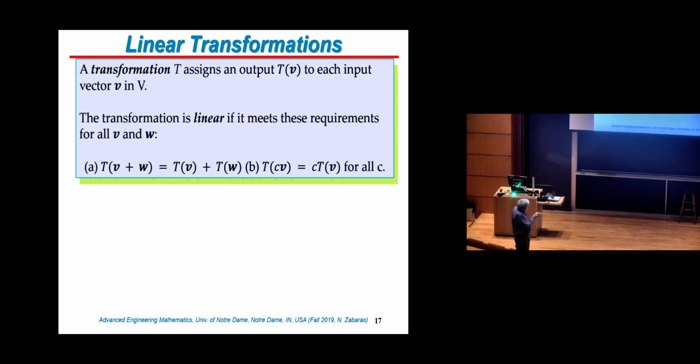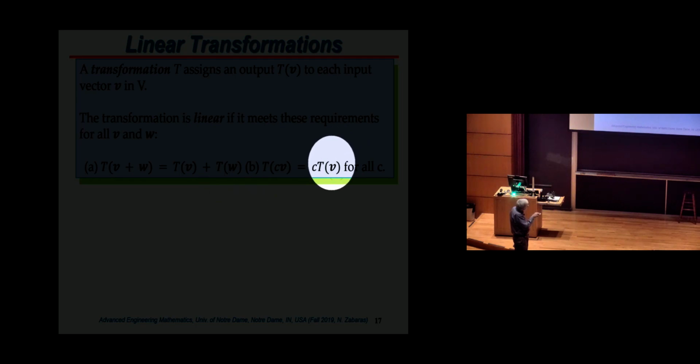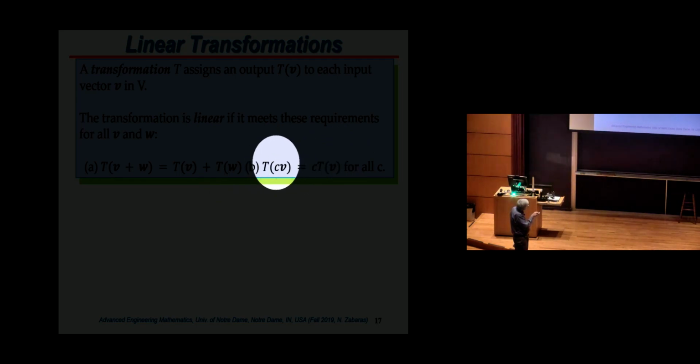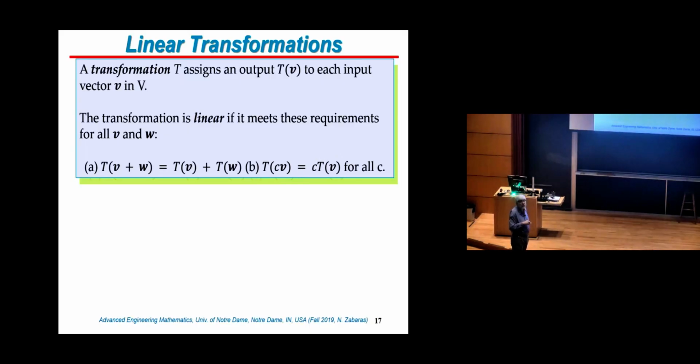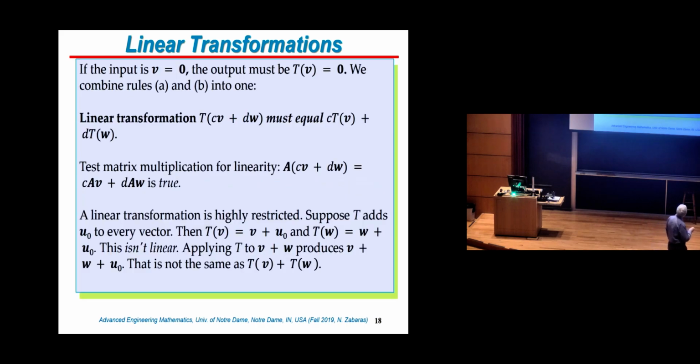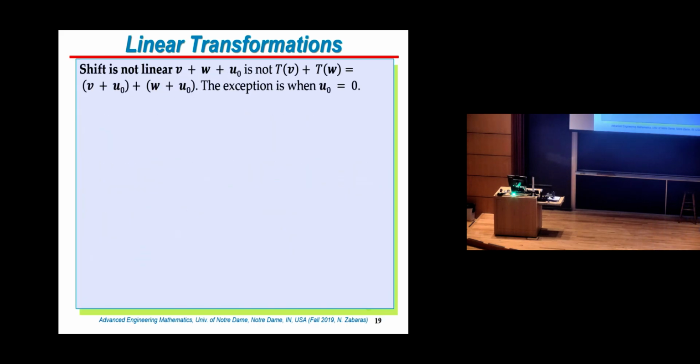Can you see this? If you take T of 0 not to be 0, look at this equation and see what the left-hand side comes to be equal to when C is equal to 0. It comes to T of 0 being equal to 0, which is a contradiction. So a linear transformation needs to satisfy T of 0 equal to 0. If it doesn't, it's not a linear transformation.